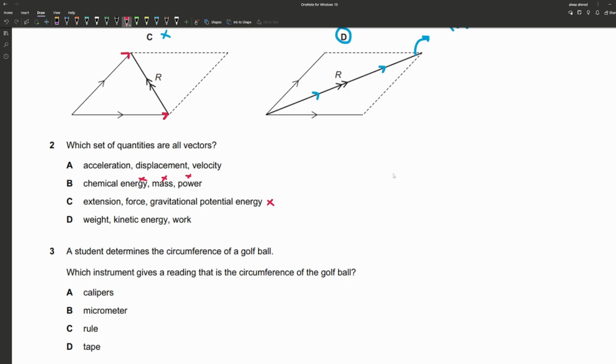If you look at D, weight, kinetic energy and work. Work is the same as energy. Energy once again is not a vector, so our correct option is A.